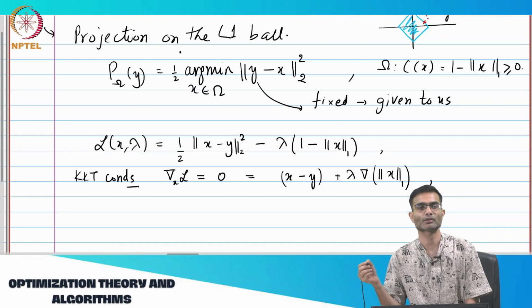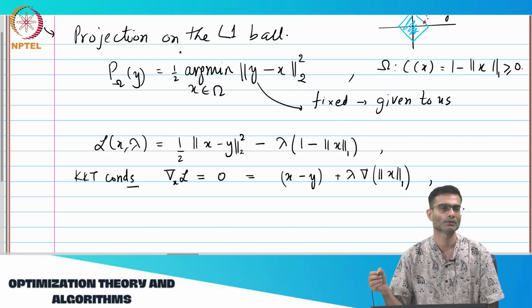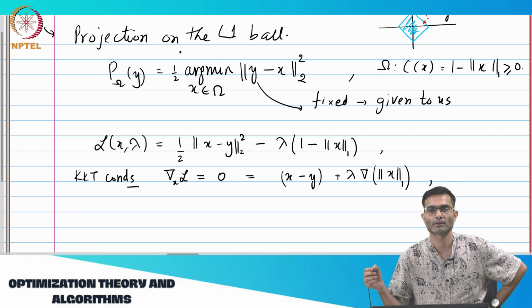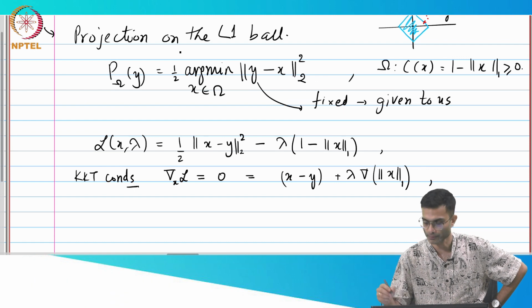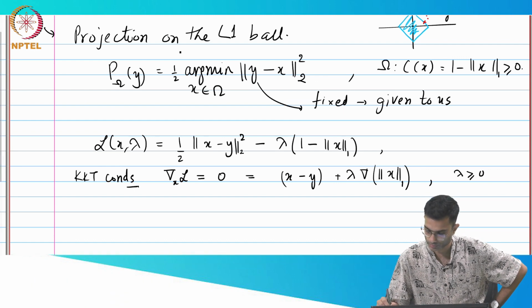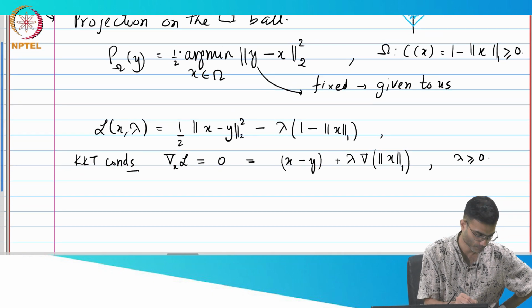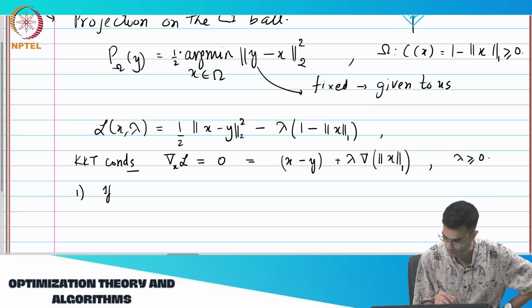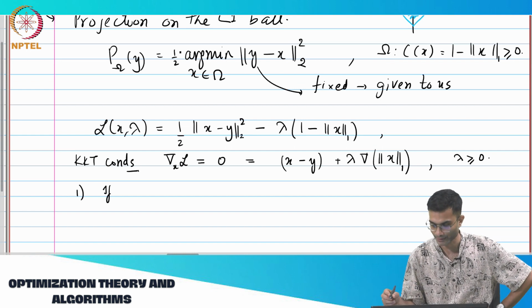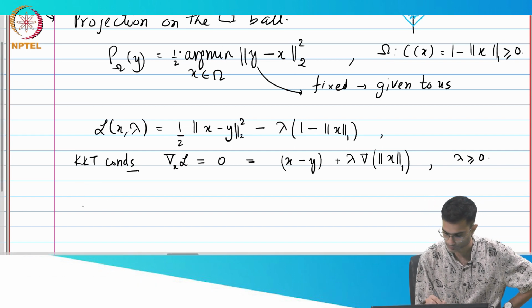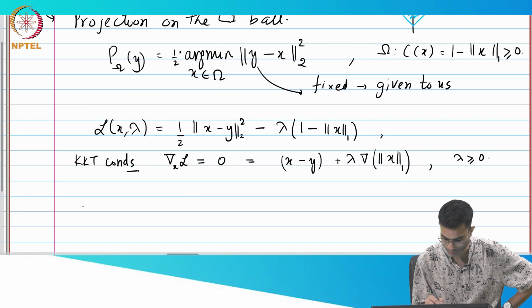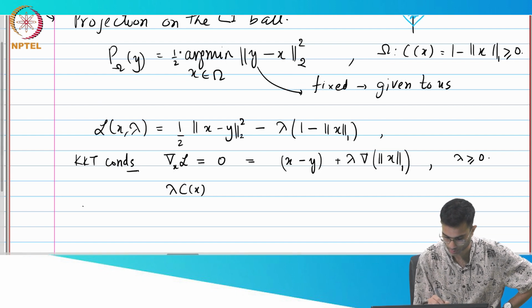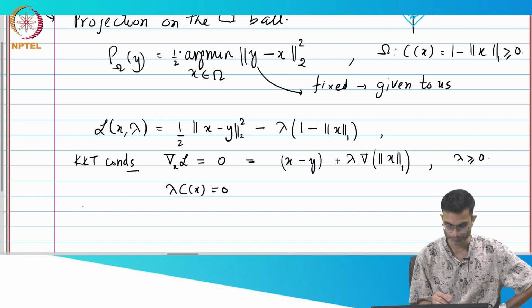Is there any condition on the Lagrange multiplier as per KKT? Greater than or equal to 0. So we also have the complementarity conditions, which will say what? C1, there is no 1, so just C of x into lambda equal to 0, right.